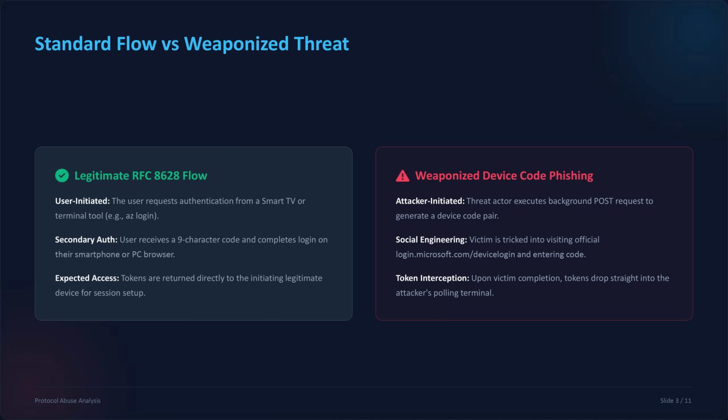The victim may enter their password and complete MFA. From the victim's perspective, everything can appear normal because the authentication page is actually legitimate. However, the device code was generated for a session controlled by the attacker. Therefore, when the victim successfully authenticates, the attacker can receive the resulting authorization and tokens. This is what makes the technique particularly effective.